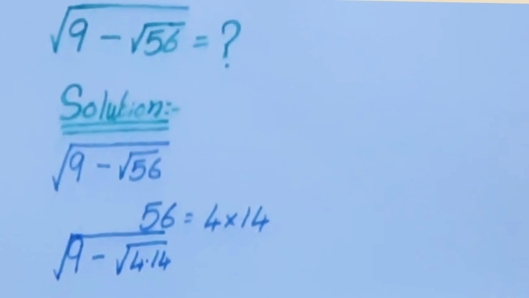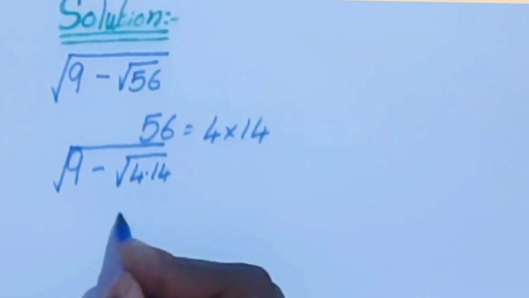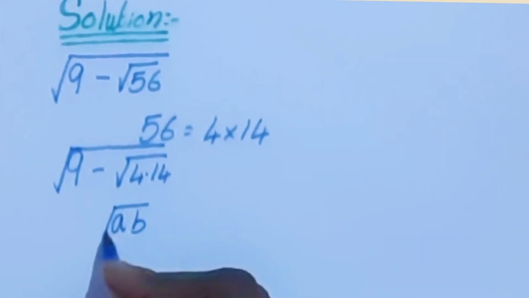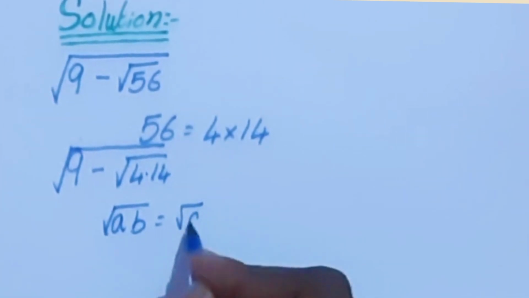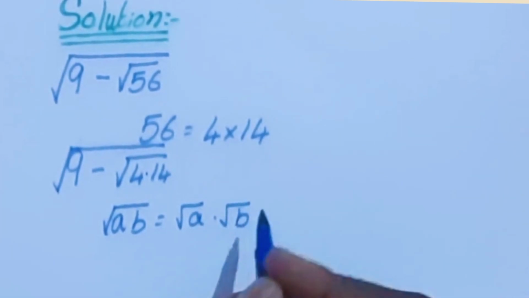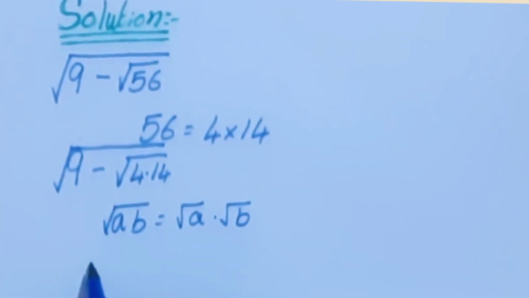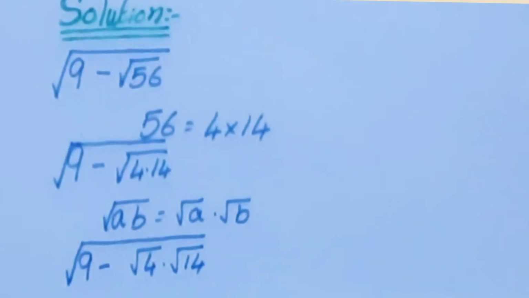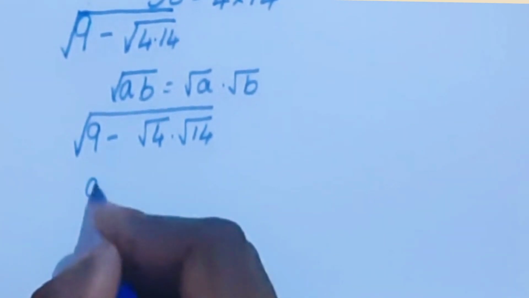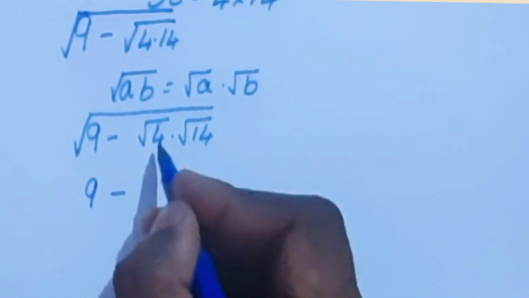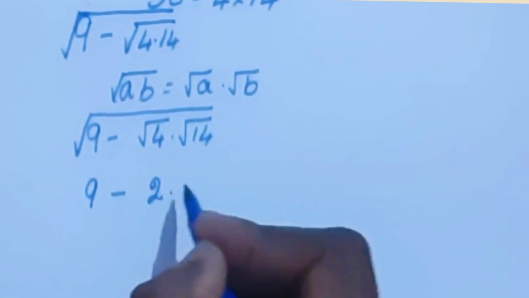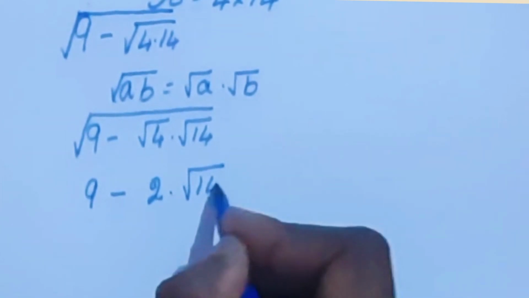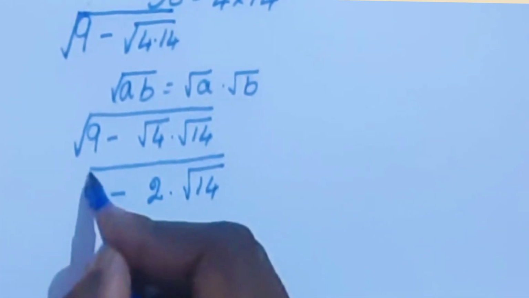Now we are going to apply this formula: square root of AB equals square root of A times square root of B. This we are going to apply here. So we'll get the square root of 9 minus square root of 4 times square root of 14. Now, the square root of 4 is 2, so we have 9 minus 2 times square root of 14, all under the square root.